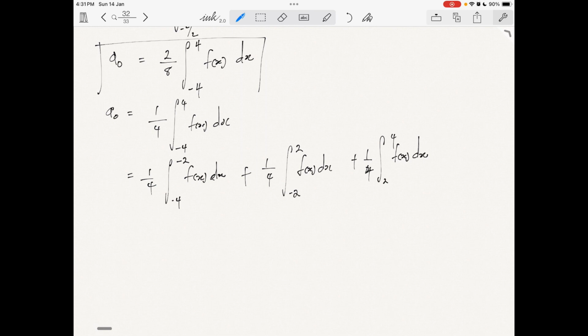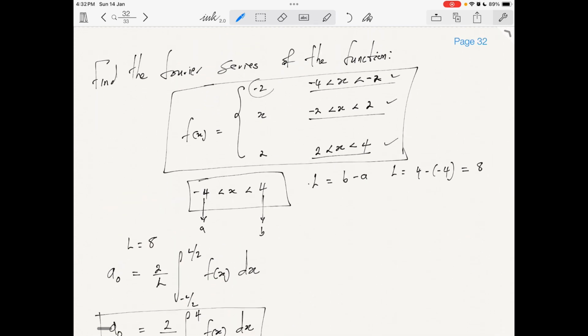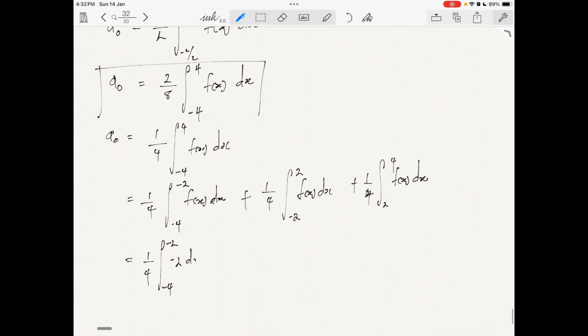Now with this done, we can substitute the corresponding f of x for the corresponding limits. So we have minus 4 to minus 2. The f of x for minus 4 to minus 2 is minus 2, followed by x, followed by 2. So we have it to be the integral of minus 2 dx plus 1 over 4 integral of minus 2 to 2 of x dx plus 1 over 4 integral of 2 to 4 of 2 dx.